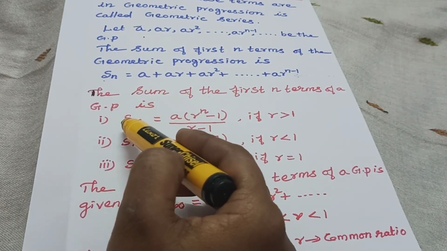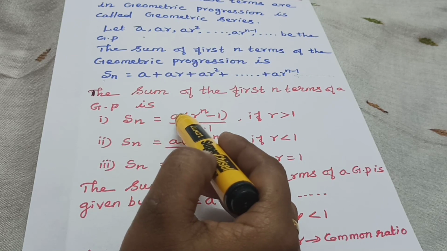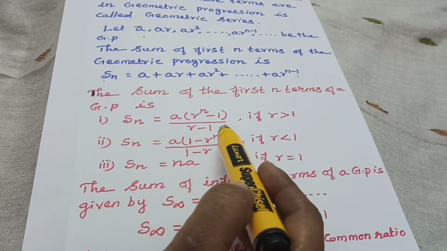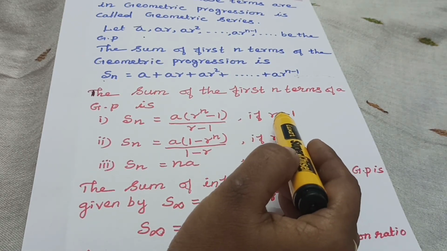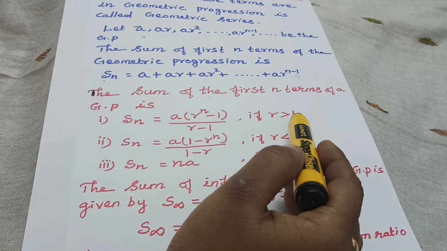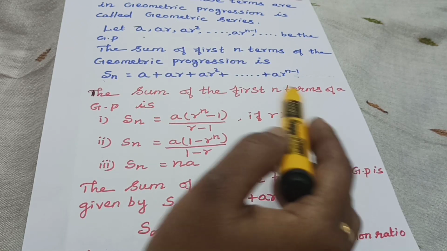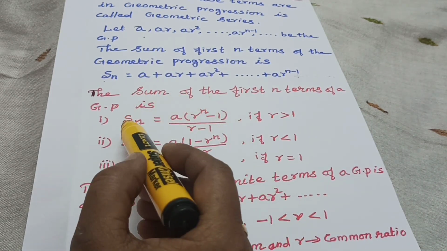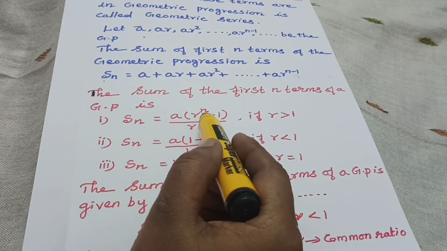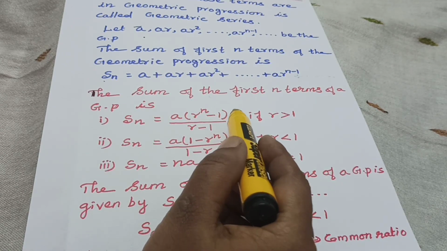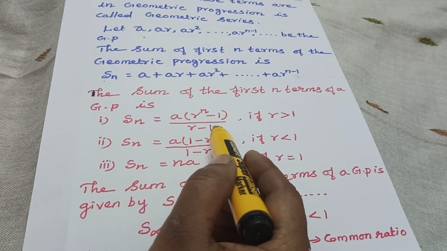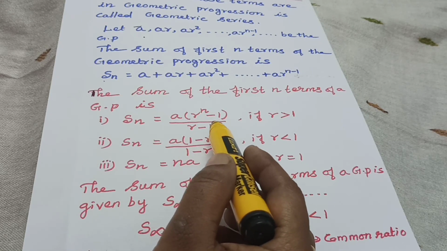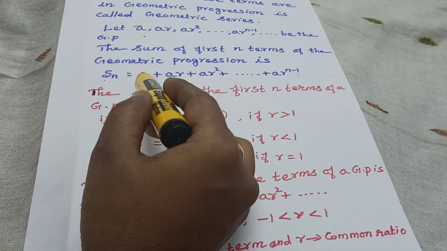First one, Sn is equal to a into r power n minus 1 divided by r minus 1. If r is greater than 1, then we have to use this formula: Sn is equal to a into r power n minus 1 divided by r minus 1. What is meant by r? r is the common ratio. What is a? a is the first term.